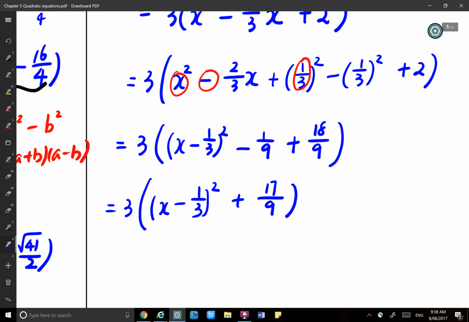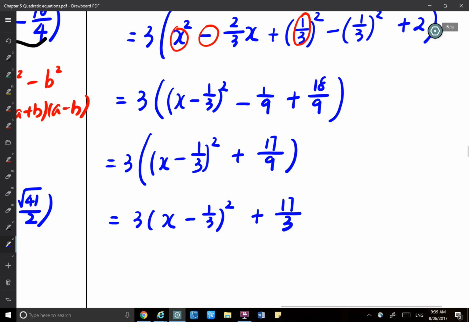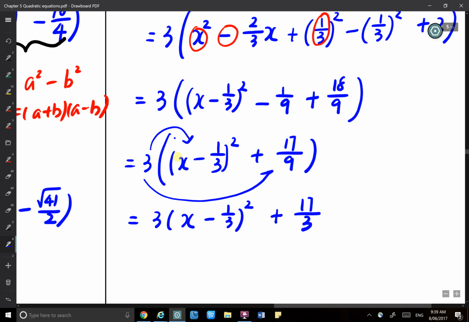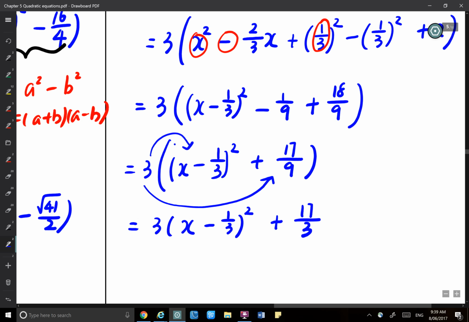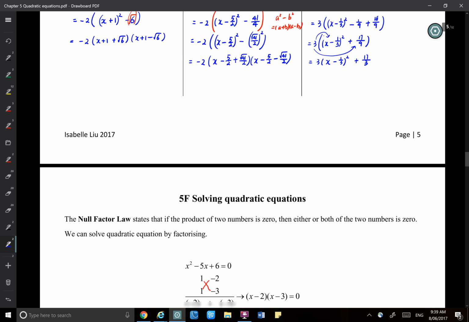Well, if you want to open the bracket, you still can do that. That's x minus a third squared plus 51. Well, no, I will. Okay, 3 times 17 on 9 is 17 over 3. The 9 and 3 becomes 17 over 3. I can expand the bracket. That times by that, and that times by that. Okay, that's F. Let's have a look at the next exercise.